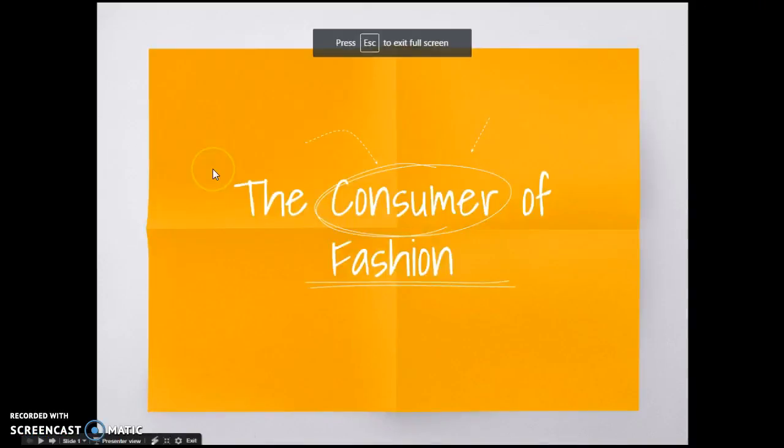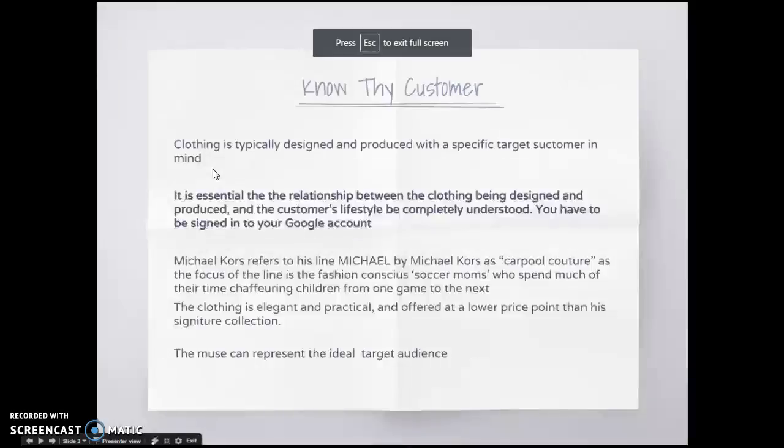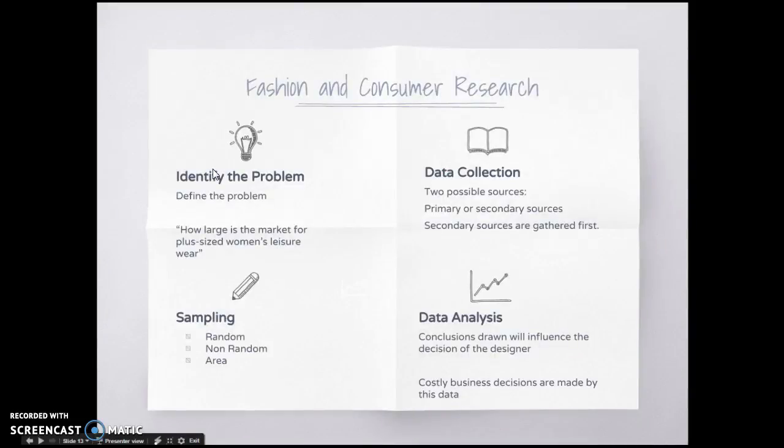Hi there, so this is the last video for Unit 2, and I had one more slide to cover, but it's really important because this is the outline of how we do social science research and also research in the fashion industry. So I've narrowed it down to 4 areas. We start with identifying the problem, then we move to collecting data, and then we sample, and then once we have all of that done, then we can analyze the data and make a decision.